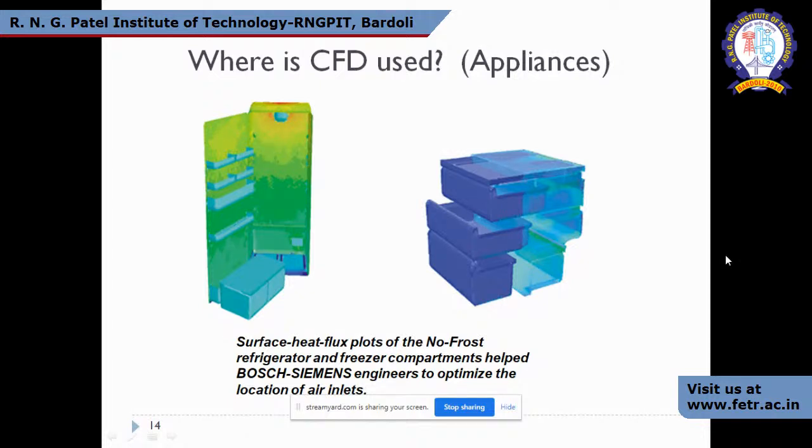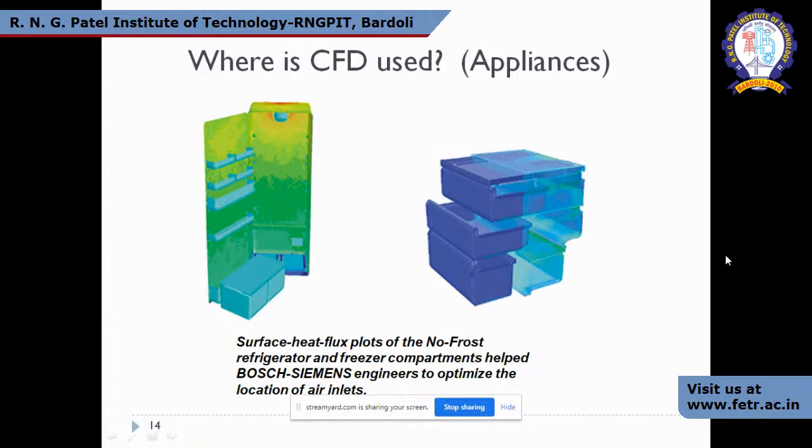Then we can also do simulation of what we call chimneys. A lot of people are using chimneys. So for the home chimney, particularly, we can see how the air over a gas stove gets sucked properly, how it can be cleaned, how it can remove the oil, and how we can improve the kitchen condition particularly.